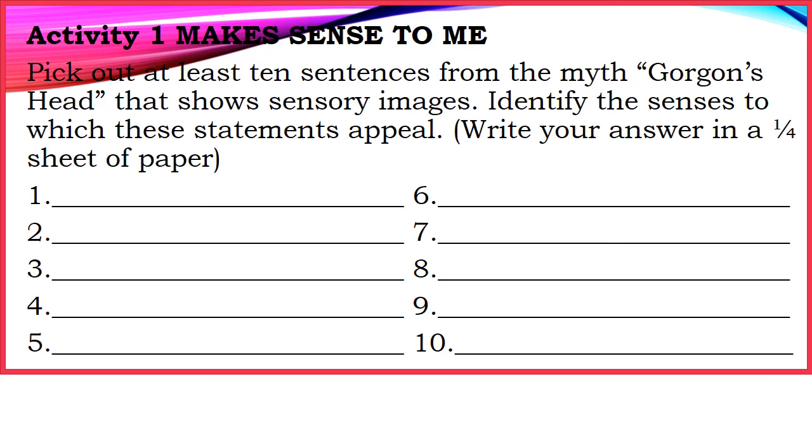Now let's have an activity. For your Activity 1, Make Sense to Me, pick out at least 10 sentences from the myth Gergen's head that show sensory images and identify the senses to which these statements appeal. You can write your answers directly on the K-12 e-learning site. Let's move to the next activity.